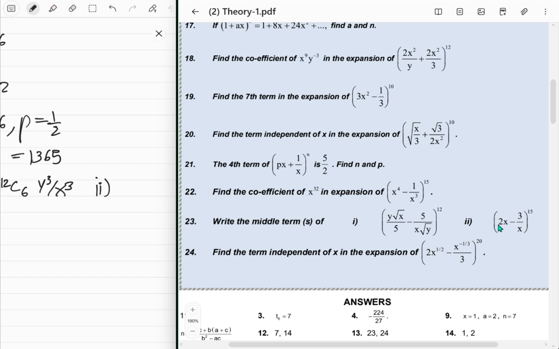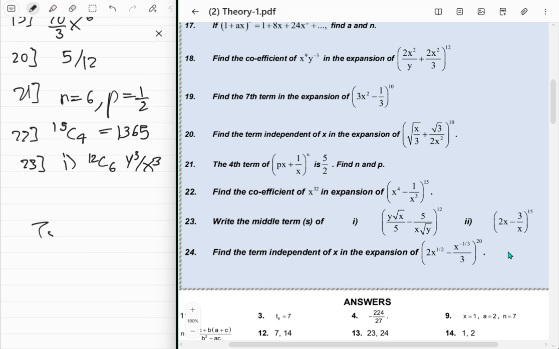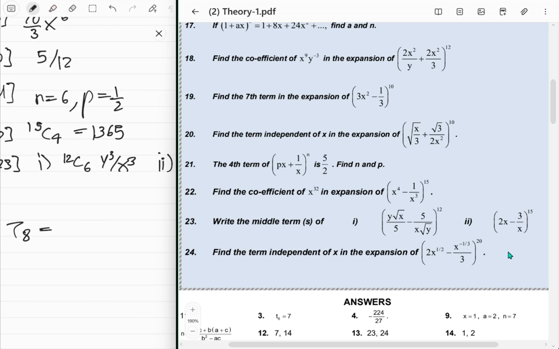Fine. So the first middle term will be t sub 8, and then the next will be t sub 9. T sub 8 and t sub 9. So r is equal to 7 and r is equal to 8. Okay, so this r is equal to 7.